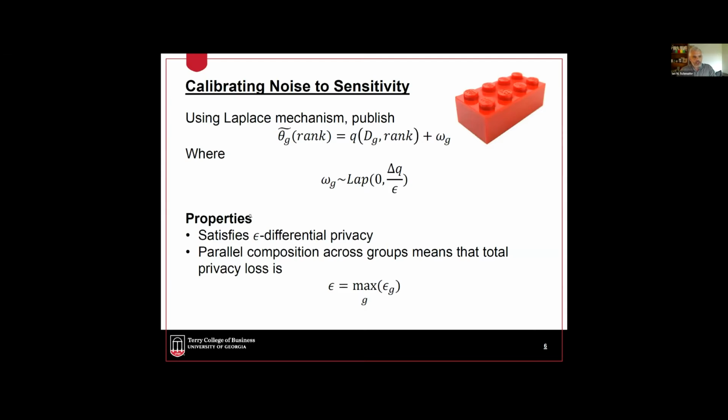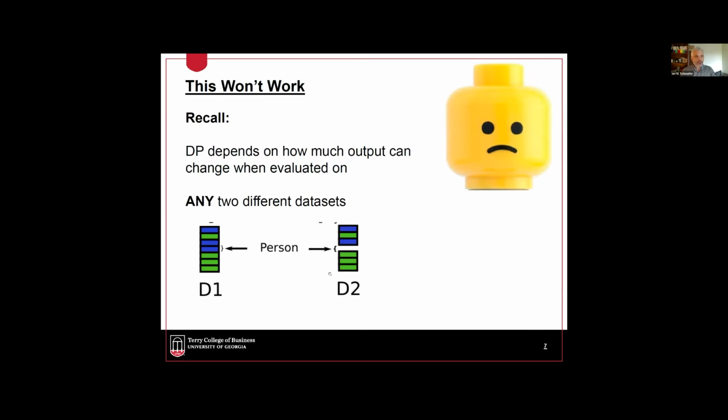So if you do that, we know from Dan's talk that this is going to satisfy epsilon differential privacy. And because the groups partition the data, we're going to get a parallel composition result that tells us that we can actually publish these for many, many different groups, but at a relatively low level of privacy loss. This isn't going to work though.